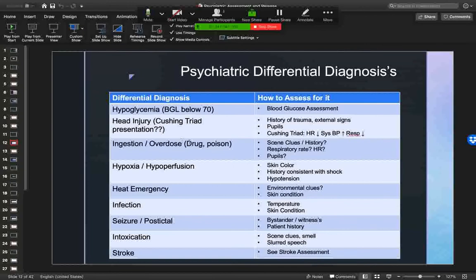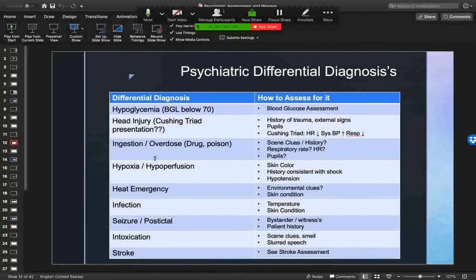Ingestion overdose. So drug, poison, something like that. A lot of times scene clues. Do we have evidence of ingestion on scene? Do we have a pill bottle? Do we have a syringe or something? History. Do we get bystanders? Are they able to tell us what happened, or is the patient able to tell us what happened? Respiratory rate. Are they decreased? Heart rate is increased. Remember with opioids, we'll have a decreased respiratory rate. Heart rate's going to be an increase, especially with the stimulants and things like that. Pupils, okay? Are they abnormal, for instance? We have to be able to recognize this.